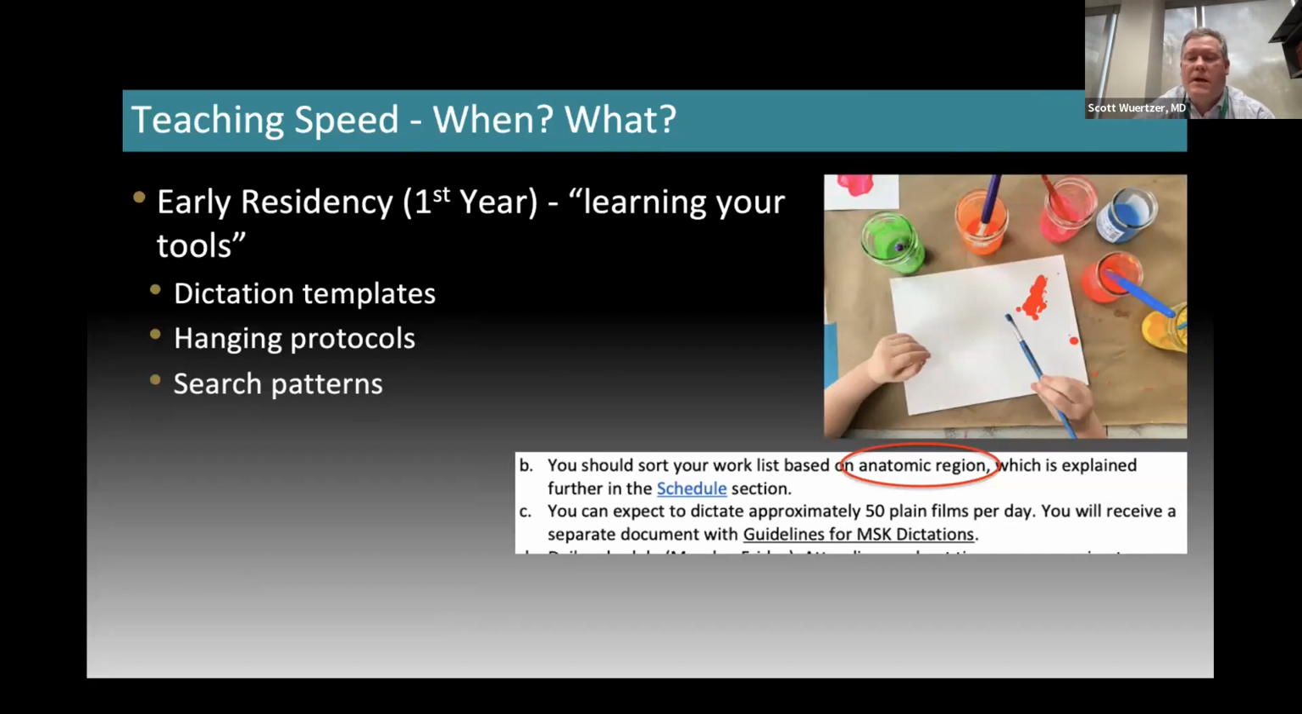And then the next day when they get to work, they can just itemize it or pull it up by column and look through and go through 20, 30, 40, 50 shoulders in a row. Residents like this, it allows them to kind of build these search patterns and get faster and faster.